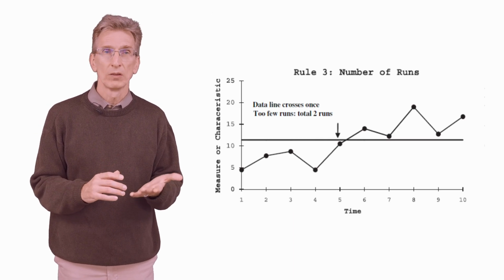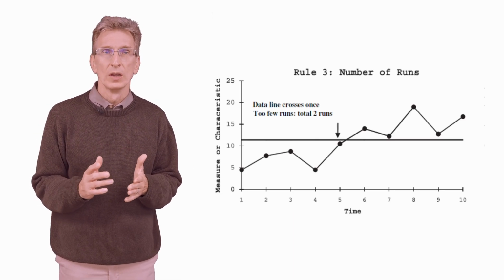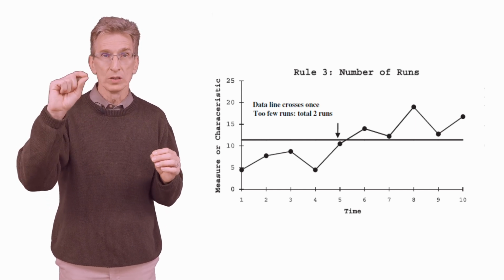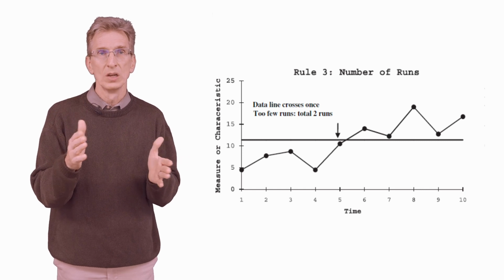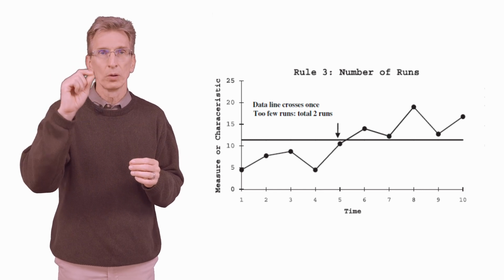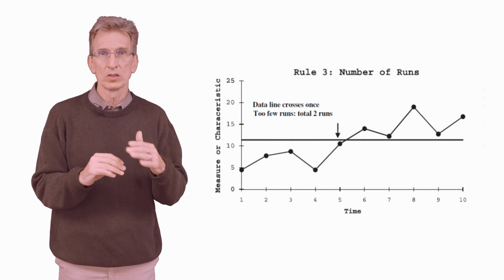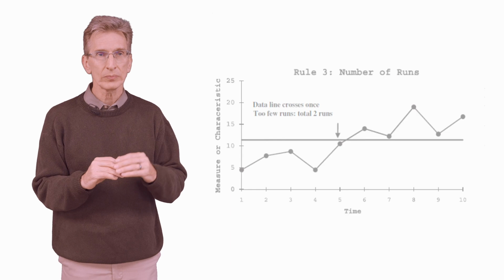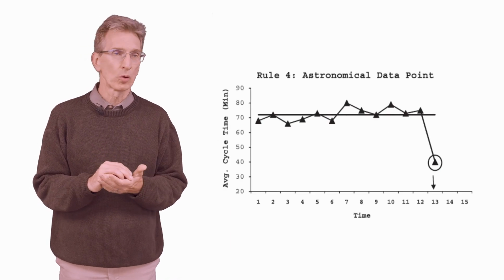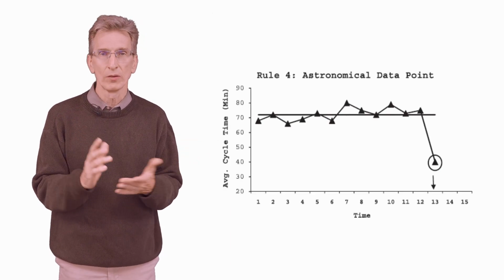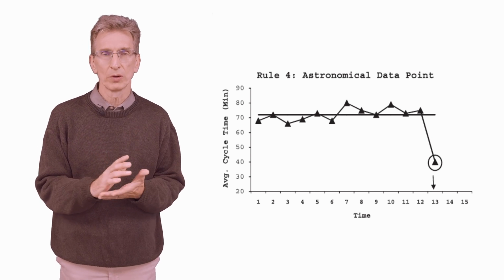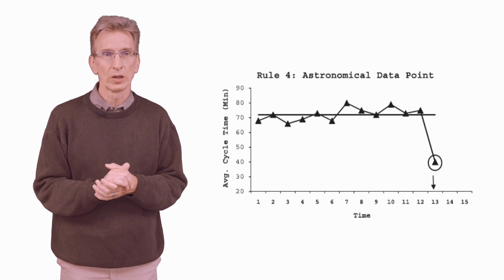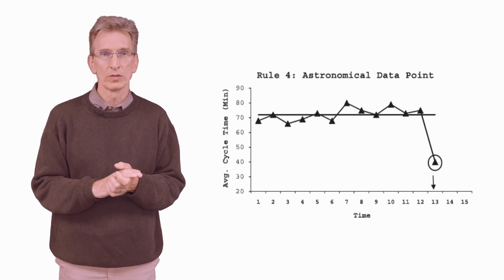Rule number 3 is too many or too few runs. You get a signal when, over time, the data crossed the median only once in the course of many data points. So there's not 6 above or below, and there's not necessarily 5 or more consecutive increasing or decreasing, but you cross the median line only one time. Rule number 4 is an astronomical point, meaning the data point is way out of line with all the others, and it's very evident visually that there was an external impact on the data that caused that kind of change.